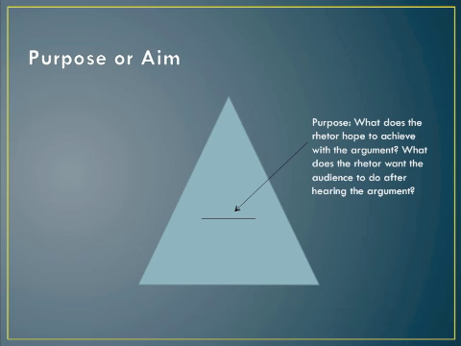And then in the middle of the triangle, I have this empty line here, and that is for purpose or aim or intention. I'll usually try to use the word purpose, but those words, again, are interchangeable. Purpose is basically, what does the rhetor hope to achieve with the argument? What does the rhetor want the audience to do after hearing the argument?